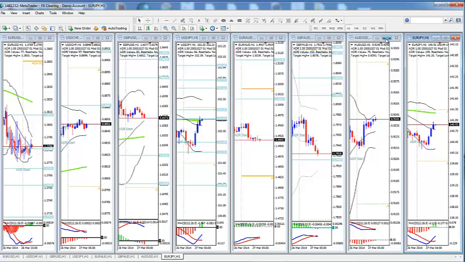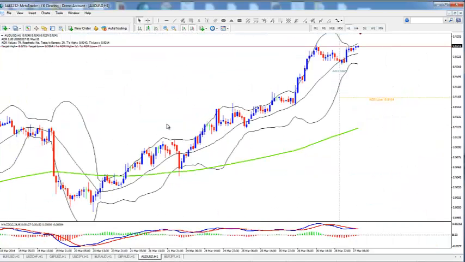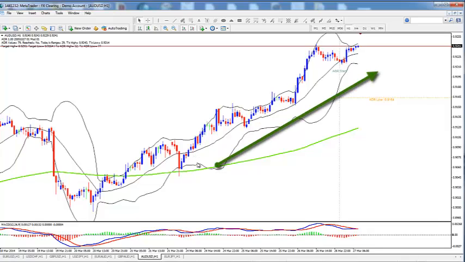Let's go over to the Aussie dollar. Okay, the Aussie dollar looks really nice. So here's a 1 hour chart. We have a nice uptrend.